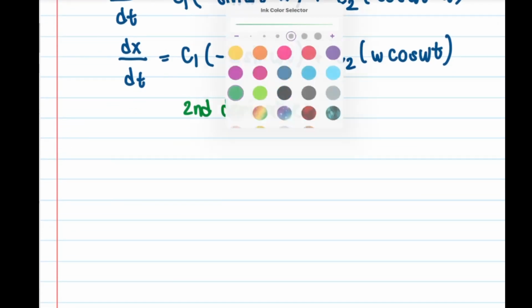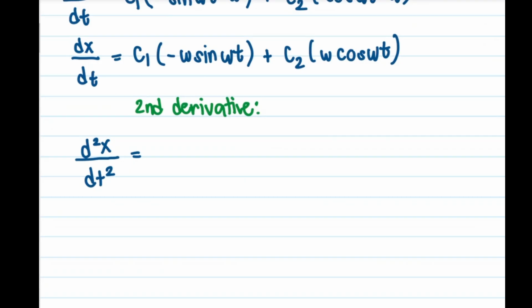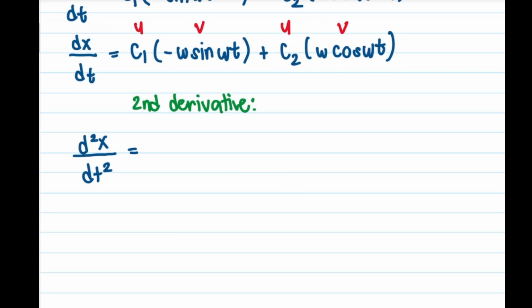So this one will yield this equation. The second derivative d squared x over dt squared is equivalent to, let's use the product rule. This one is u, this one is v. So let's try. This one is C1, u dv plus v du. So u is C1, and v, the derivative of v is this one.